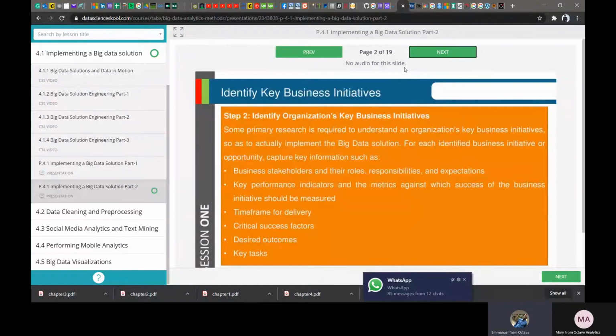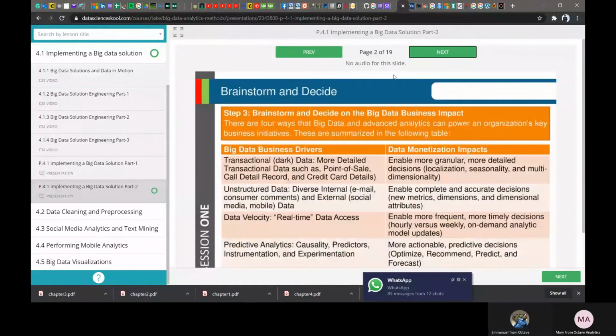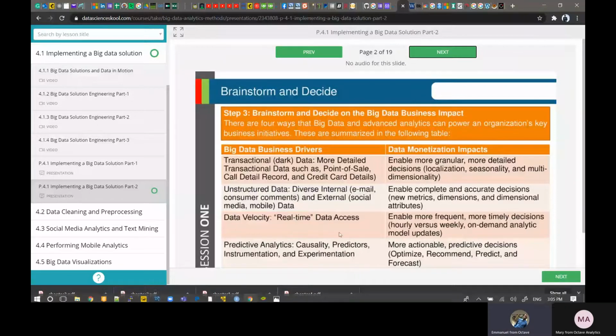So also, after you are able to identify your key business initiative, then you can now brainstorm and decide on big data business impact. So there are four ways that big data and advanced analytics empower an organization's key business initiative. These are summarized here. So talking about big data business drivers and data monetization impact.